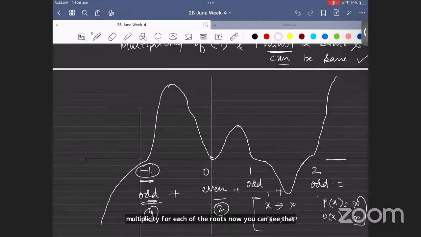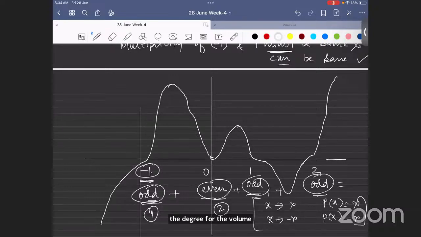For 0, it is touching and bouncing back, so it will be even. For 1, it is crossing, so it will be odd. And for 2, it is crossing, so it will be odd. Okay. So basically, you'll have to add 4 numbers, because you just add the multiplicities and get the degree of the polynomial, right? So for this case, it is odd, even, odd, odd. If you are adding 2 odd numbers, you'll get an even. So this is even plus even, but at the end you are again adding an odd number.